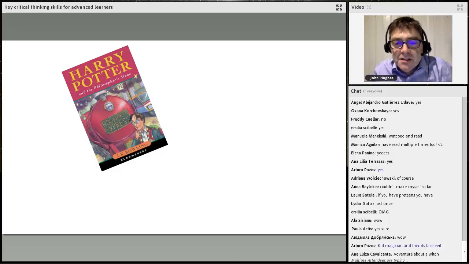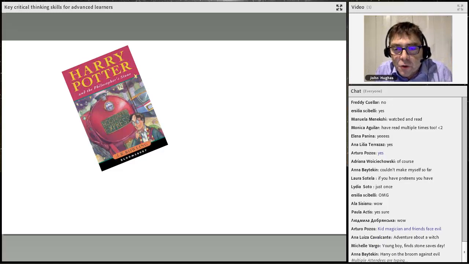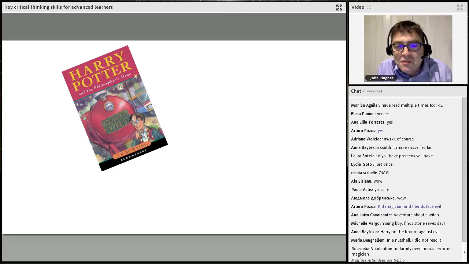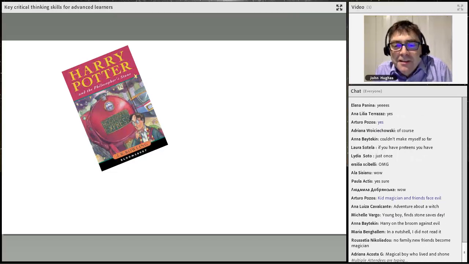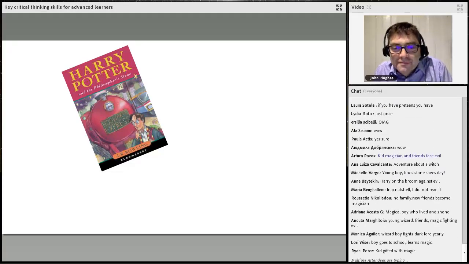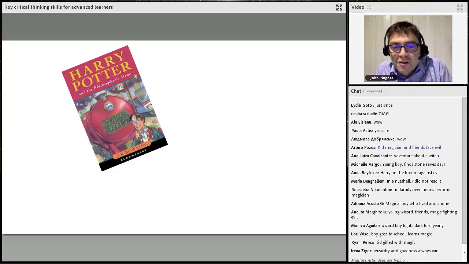Kid magician and friends face evil. Very nice, Otoro. Young boy finds stone, saves day. Fantastic. Harry on the broom against evil. In a nutshell, I did not read it. Okay, that wasn't a summary, Maria. Okay. No family, new friends become magician. Magic boy who lived and shone. Any others? Wizard boy fights Dark Lord yearly.